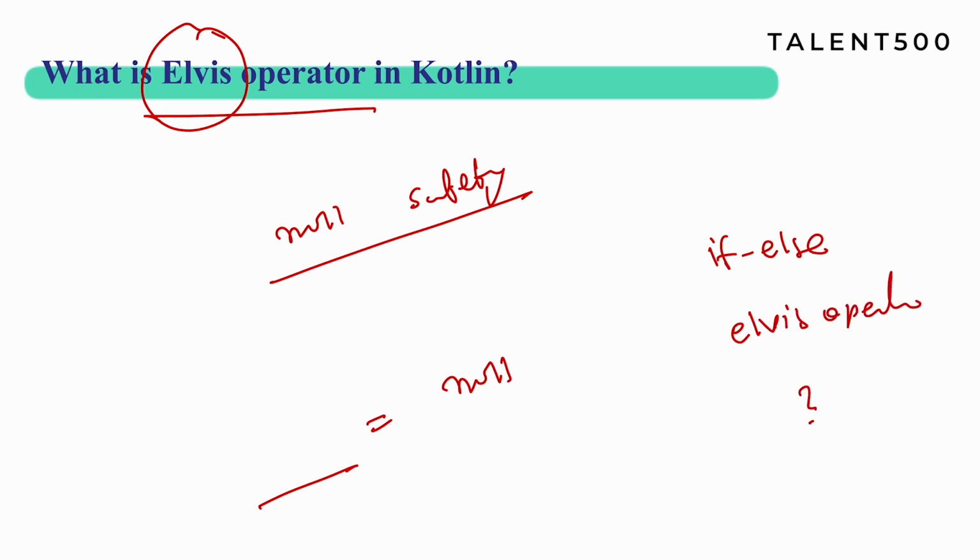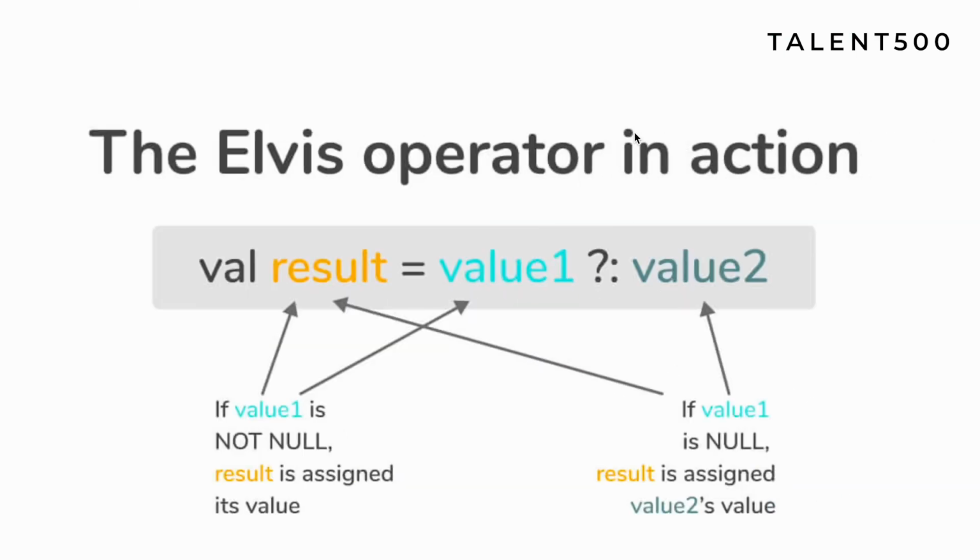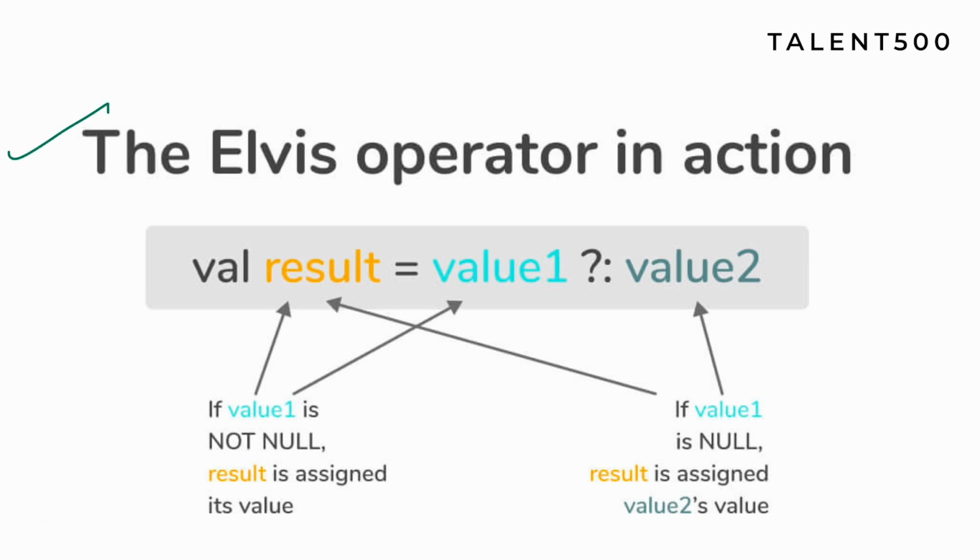So it is something like this. You can directly tell the interviewer the syntax of Elvis. It is very much like the ternary operator. If you have done coding in any other language, it very much looks like the ternary operator. But how exactly it works is, the Elvis operator in action is this way.